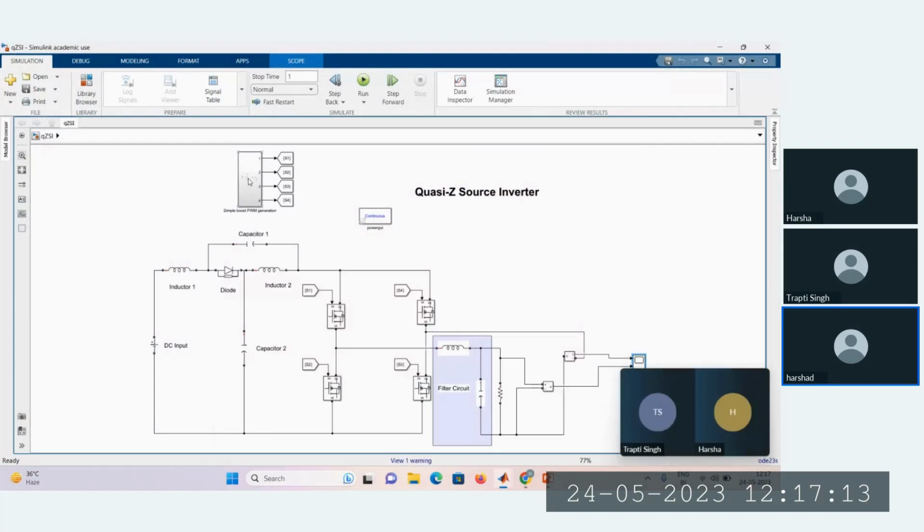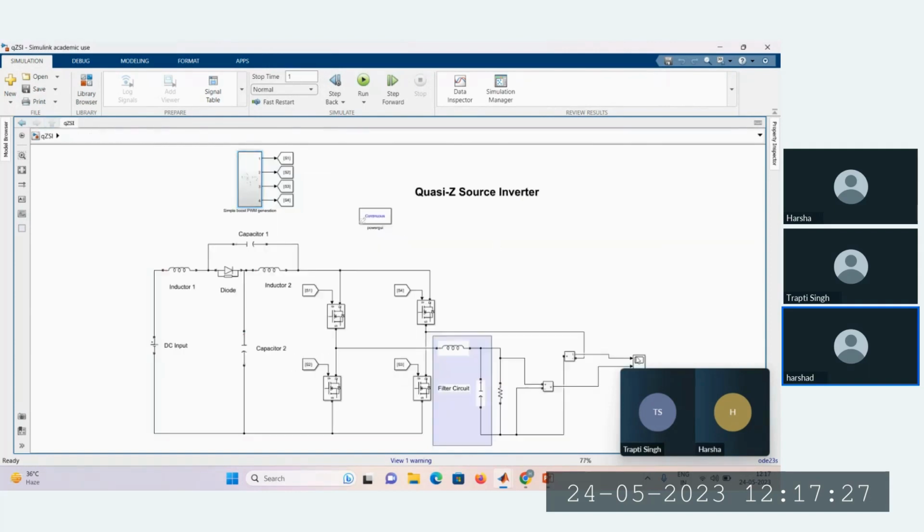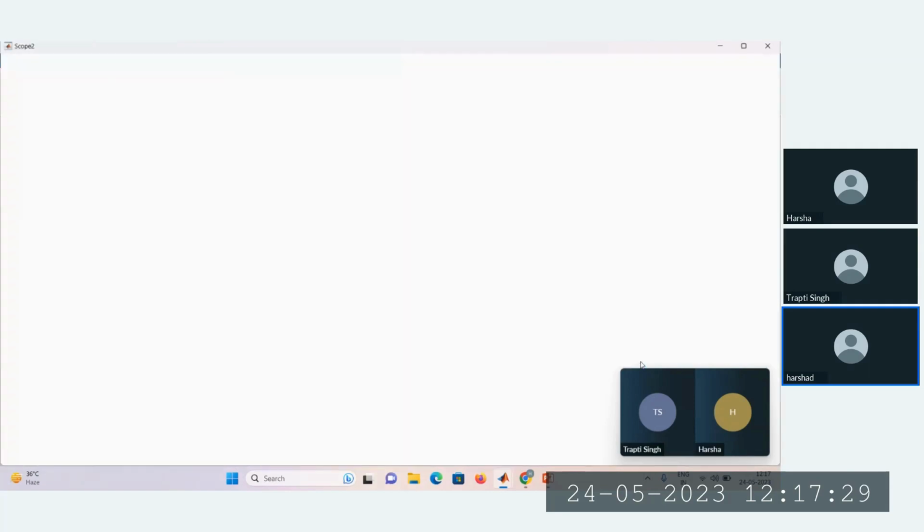I have used the same modulation technique for the quasi-Z source inverter also, but here there's a small change in the structure of the network. I have used the same modulation technique here also, and I have observed the output through the scope window.